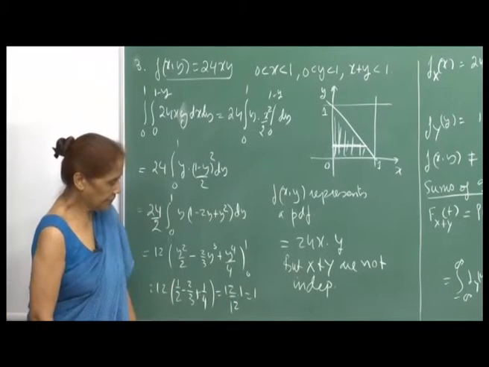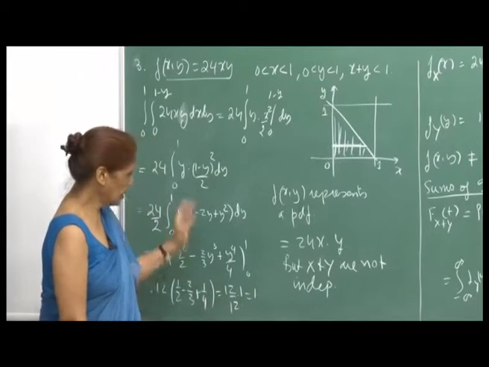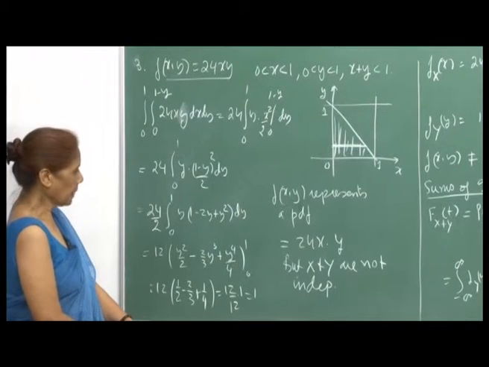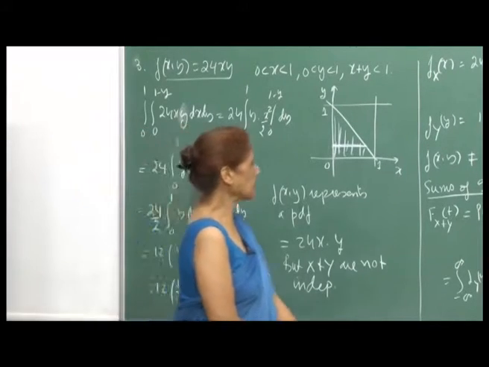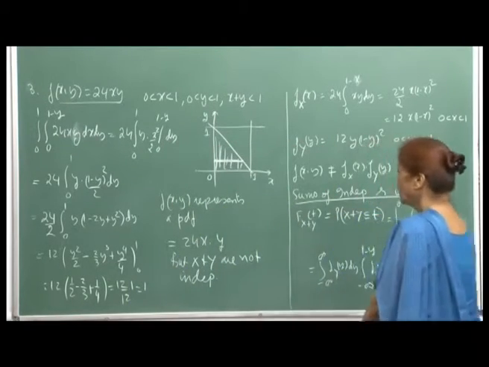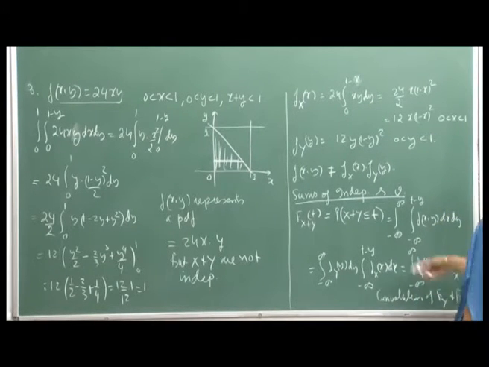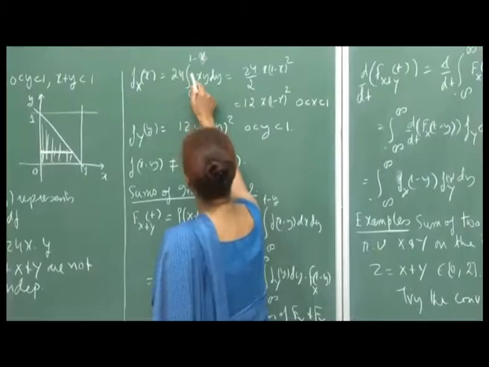So, we have verified that this is a PDF, and now you compute the marginals, and we will show that the product of the marginals is not equal to the joint density function. Because that condition was if and only if, remember. So, here when you integrate with respect to y.